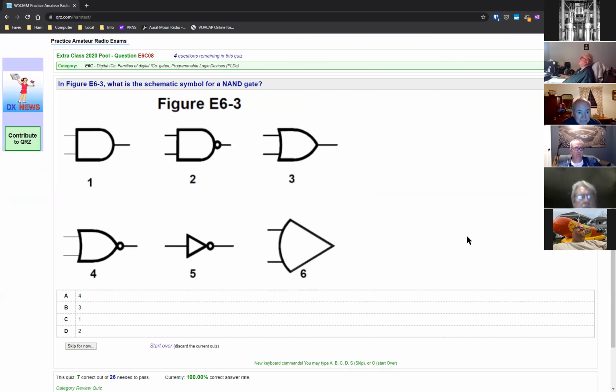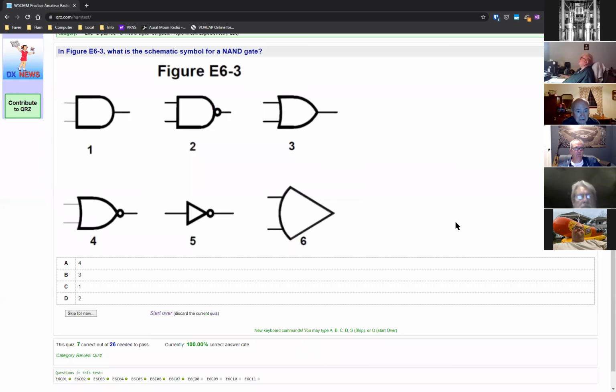In figure E6-3, what is the schematic symbol for a NAND gate? It'll be C. To D. D? Yeah, delta. Okay. Number one is going to be an AND gate with a little negation operator on there. Number two is going to be NAND.